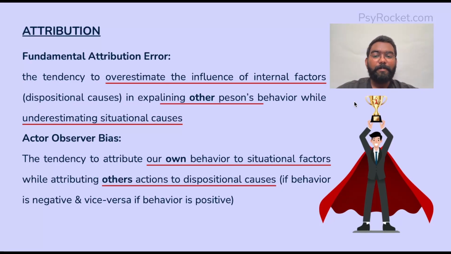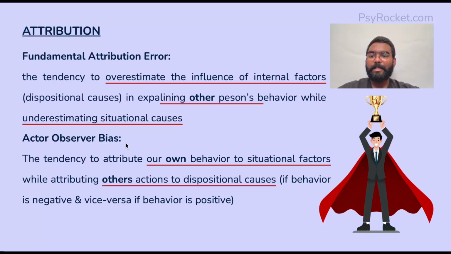Okay, but if the behavior is positive, suppose you have cleared UGC-NET or UGC JRF, then what will you say? I cleared JRF because of my own abilities. You attribute it to your own dispositional causes. Whereas, let us say you failed but someone else passed UGC-NET, then what will you do? You will do the reverse. You will not say that they passed due to their own innate abilities. You will say the paper was easy this time, or he might have copied from someone else. That is the difference between fundamental attribution error and actor observer bias.